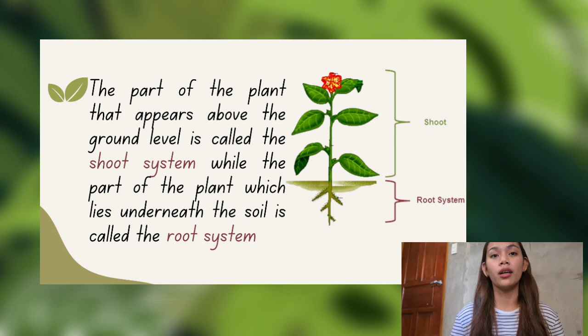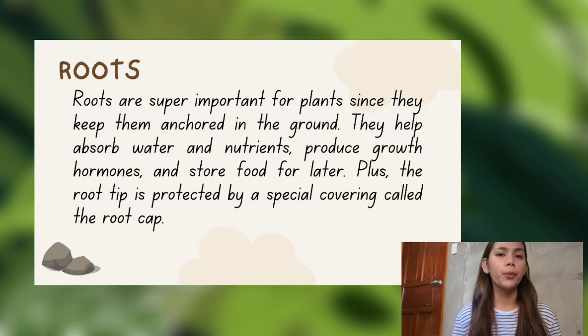And now, let's talk about the roots. Roots are super important for plants since they keep them anchored in the ground. They help absorb water and nutrients, produce growth hormones, and store food for later. Plus, the root tip is protected by a special covering called the root cap.